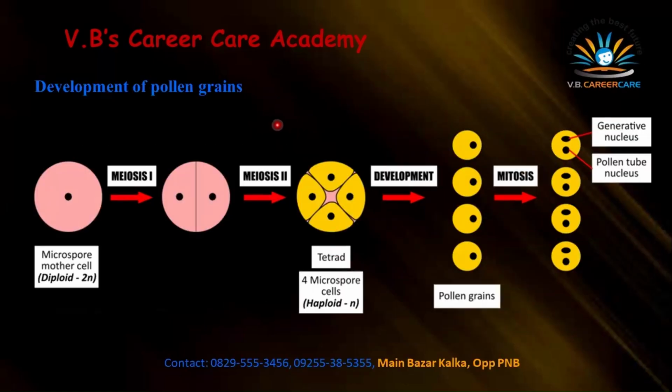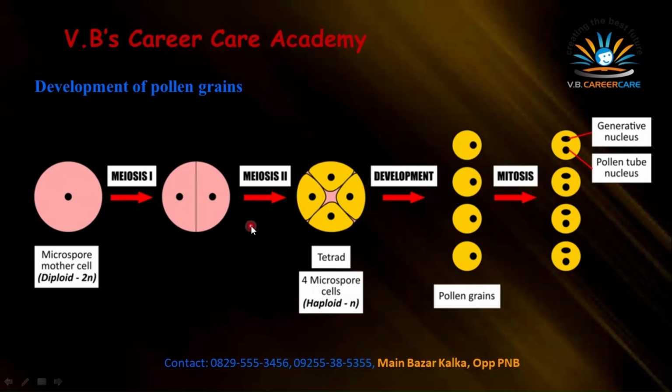Let us come to the main point, which is the development of pollen grains. The pollen grains are the haploid phase of the plant. Pollen grains are produced from microspore mother cells, which are diploid in nature. As we all know, gametes are produced through meiosis. There are two steps of meiosis: the first is meiosis 1 and the other is meiosis 2.